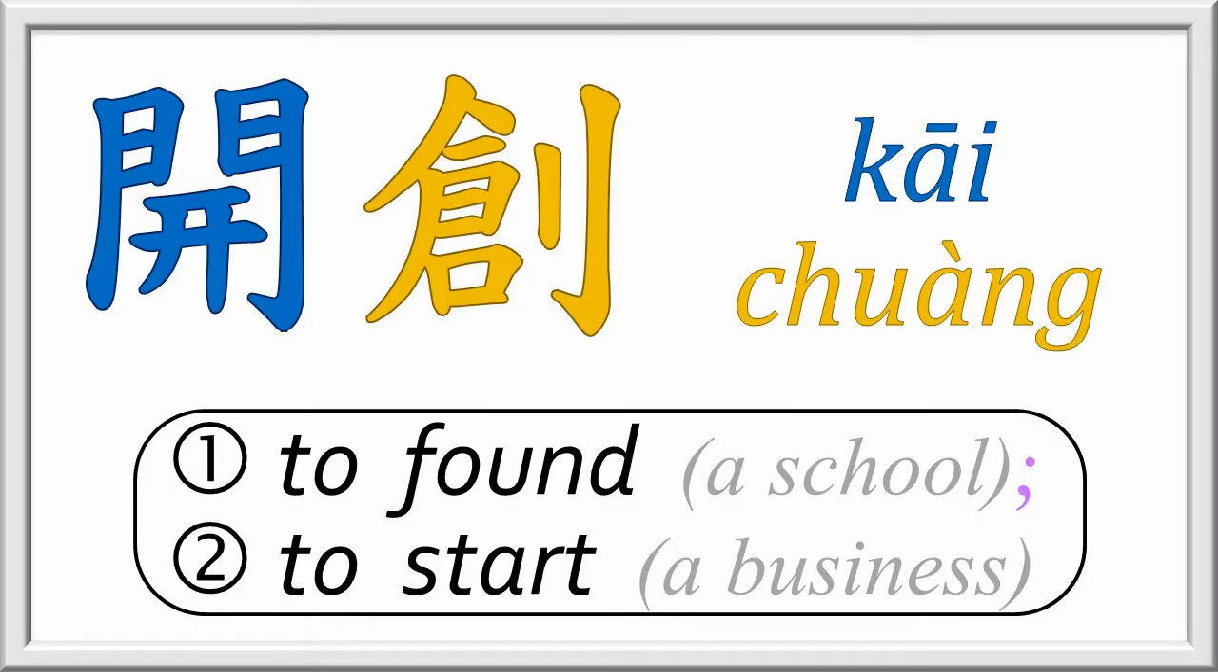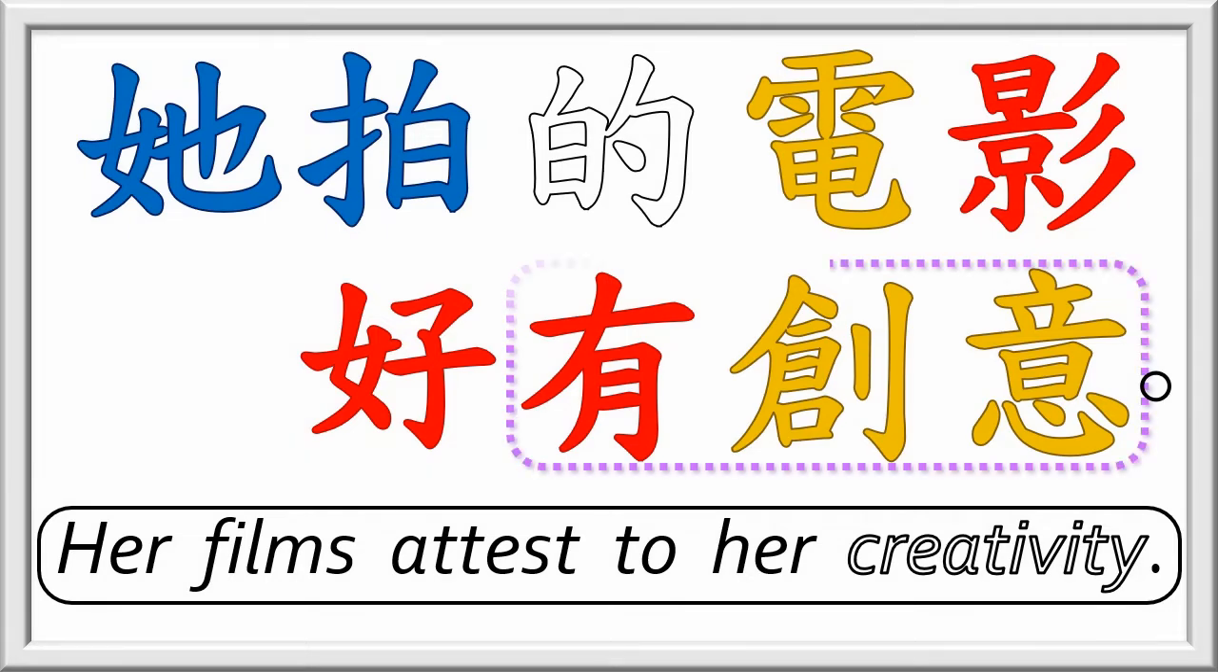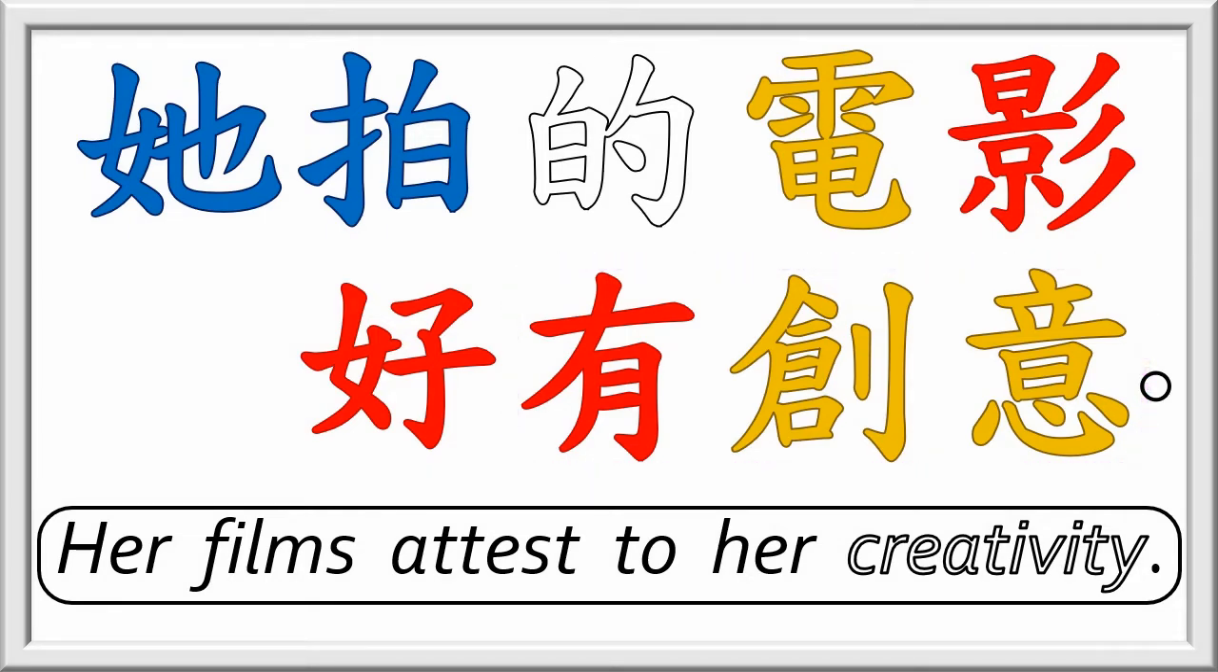More useful is 创, meaning to cut a path forward, to establish a company, found a hospital or school, or start a business. Written 开创. Here are two more examples. 全国首创的电动车. The country's first and newly invented electric car. 他拍的电影好有创意. Her films attest to her creativity. Literally, she very much has a path-beating, pioneering spirit.